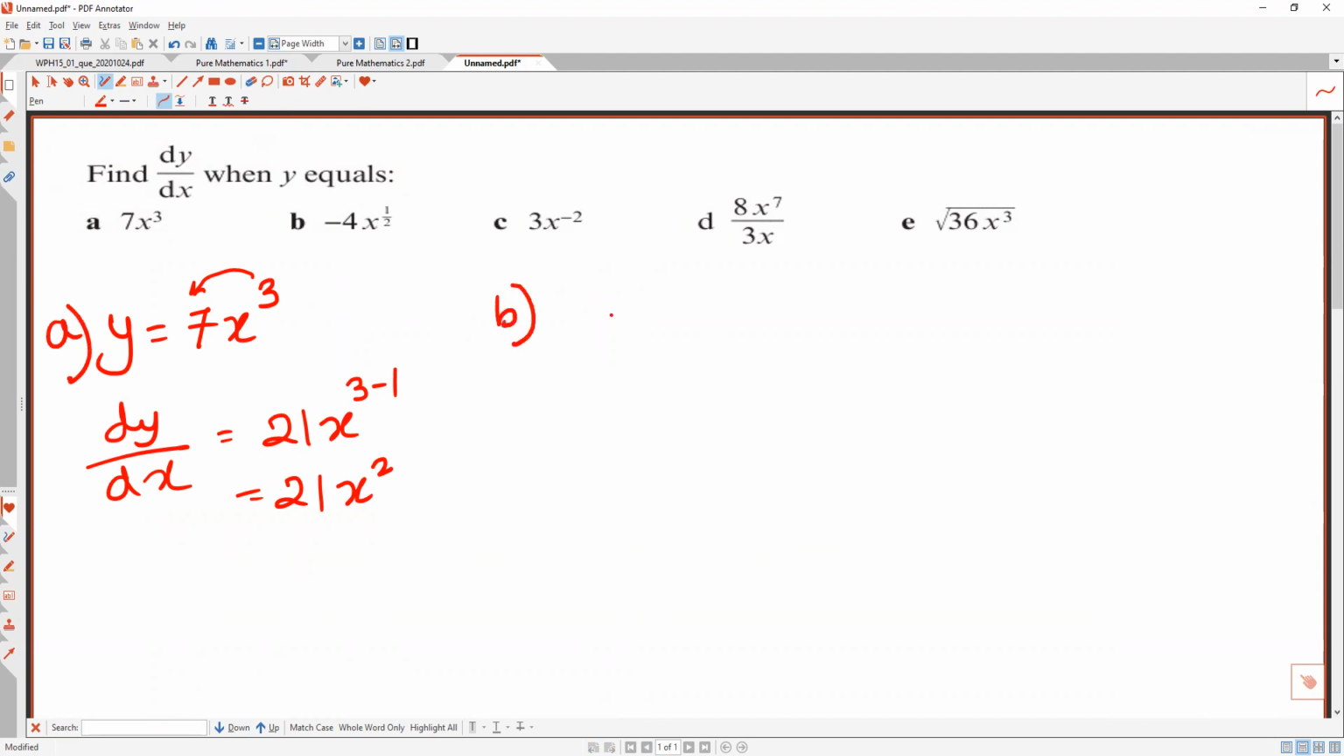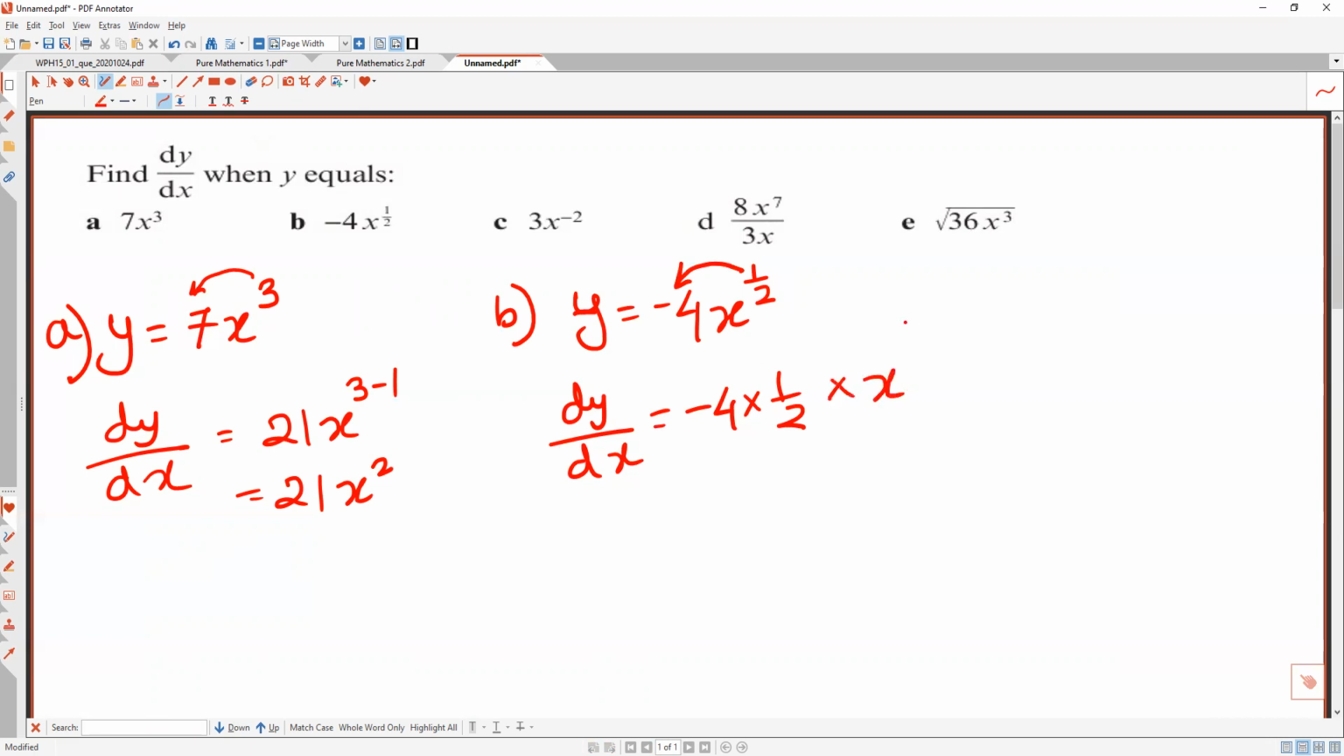Now B part. In B part, you have y is equal to minus 4 x raised to half. So your dy by dx is going to be minus 4 into half, because the half will come this side, into x raised to half minus half. So your dy by dx, step by step, 2 ones are 2, 2 to the 4, minus 2 x raised to minus half. This is A and B.